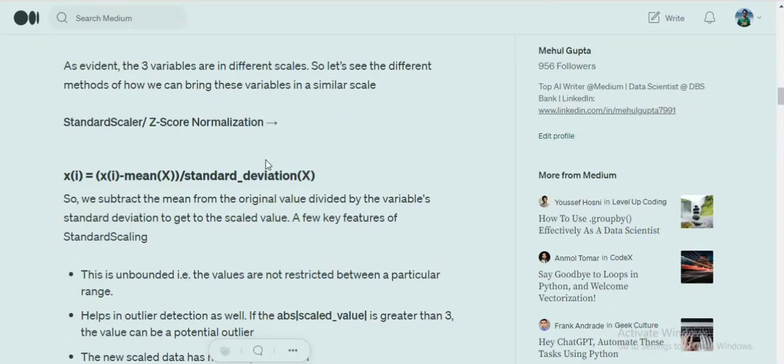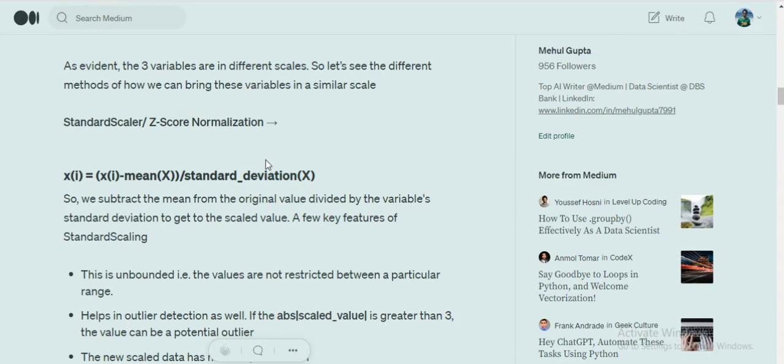So hi everyone, today we'll be discussing what is standard scaler, or the z-score normalization. Basically, it is one of the most prominent methods for scaling any numerical feature. And the best part about standard scaler and z-score normalization is that it can also help us to capture outliers in the given dataset.